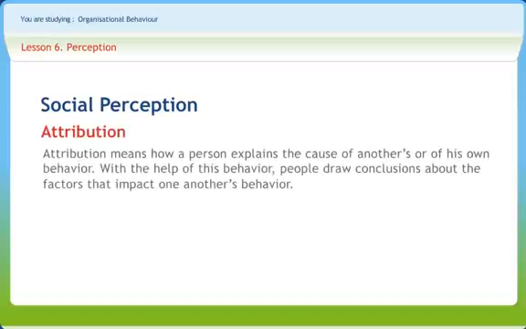Let us look at some factors found in psychological process as well as personality. Attribution means how a person explains the cause of another's or his own behavior. With the help of this, people draw conclusions about the factors that impact one another's behavior.